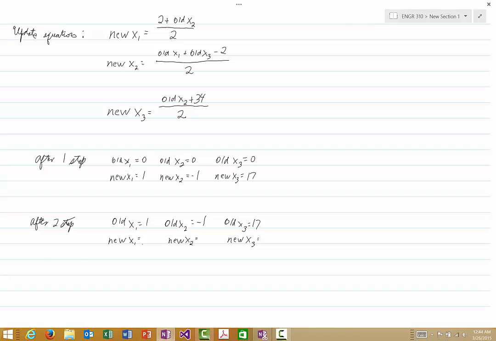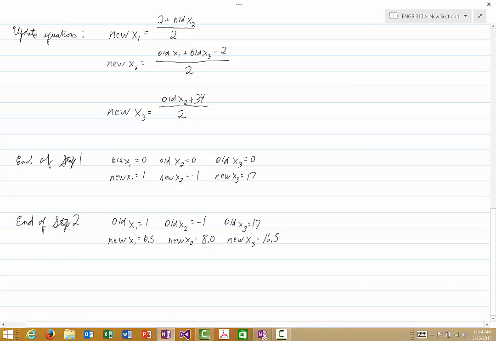At the end of step 2, our values would be 0.5, 8.0, and 16.5. And just to make sure this is all perfectly clear, instead of using the word after, I'll say end of step 1. And here I'll say end of step 2.